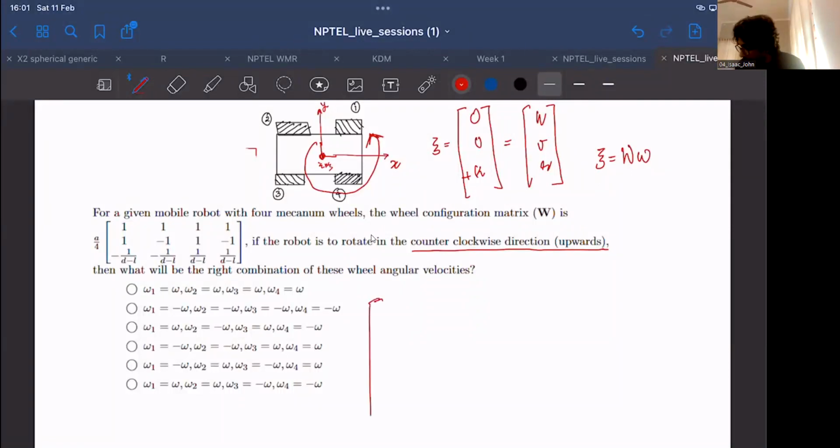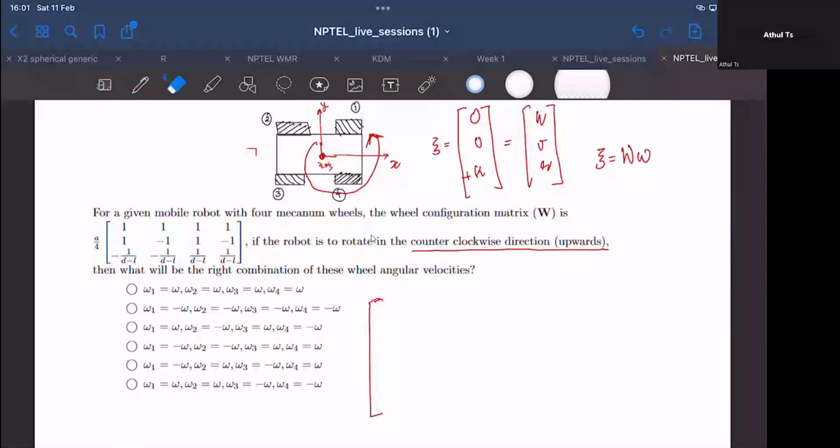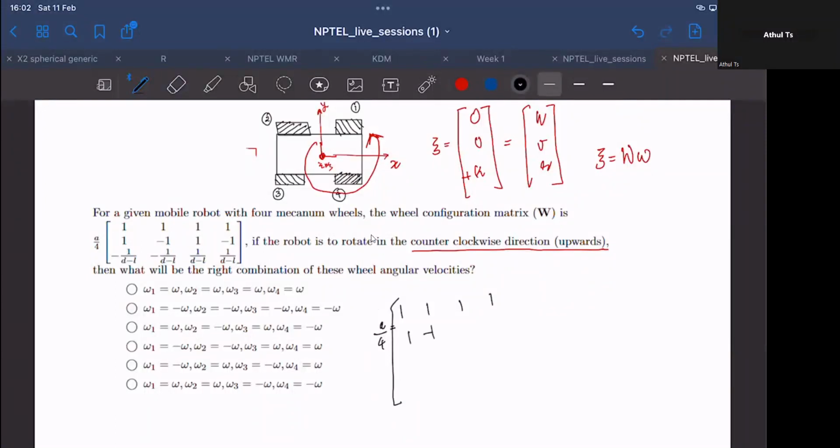So I'll write out the wheel configuration matrix. It is a by 4 times 1, 1, 1, 1, 1, minus 1, 1, minus 1, minus 1 by (d plus l), minus 1 by (d plus l), 1 by (d plus l), 1 by (d plus l).